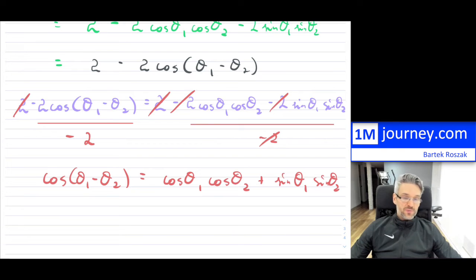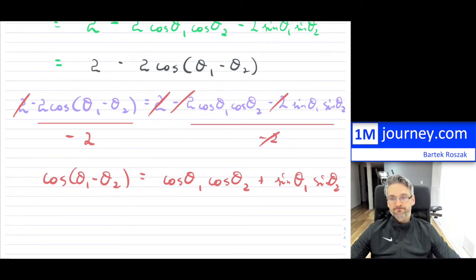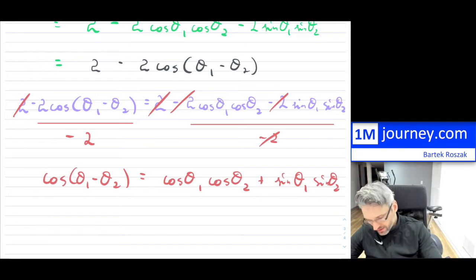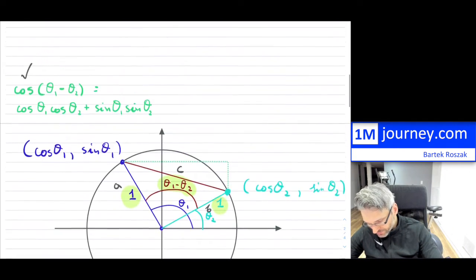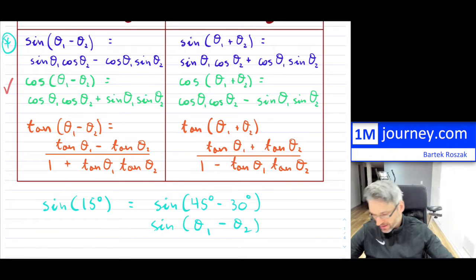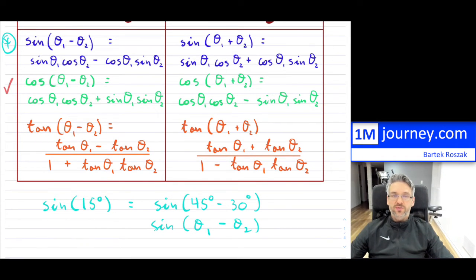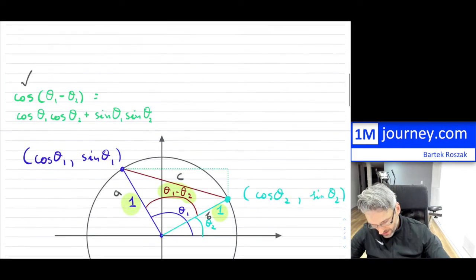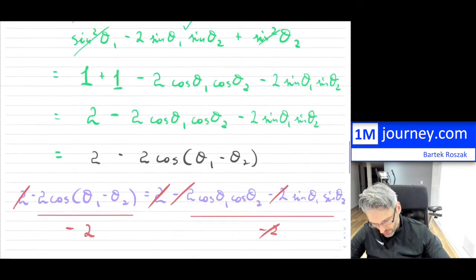And there you have it. So now you have derived the first compound angle formula for cos(theta 1 minus theta 2). If I go back here to the table, you'll notice that this is exactly what it is. It's just cos theta 1 cos theta 2 plus the sines of the angles. So there we have it.